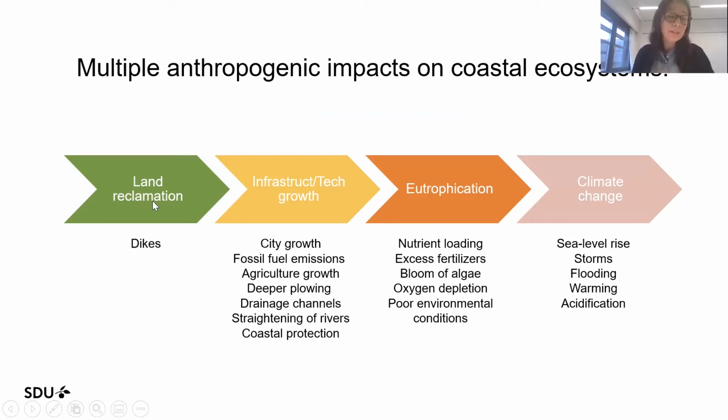So back then in Denmark, there was land reclamation of these very low-lying areas. They were drained and diked. But we also had infrastructure and technological growth, and that led to city growth. We had more fossil fuel emissions, and then agriculture growth, deeper plowing of soils, more drainage channels, straightening of rivers so the farms could feed. And also we had more and more coastal protections at that time.